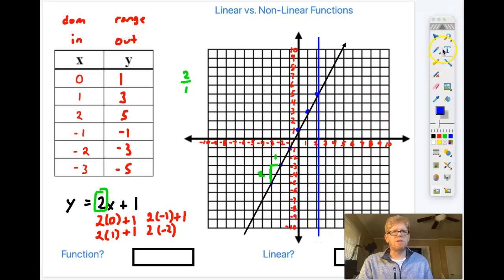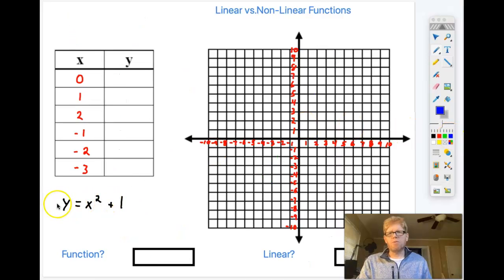It's only going to touch at one point. It doesn't matter where we move that straight line. We can move it back and forth. It's always going to touch in exactly one space. So is it a function? Yes, it is a function. Is it linear? Yes, it is. Certainly it's a linear function. Let's take a look at another one.